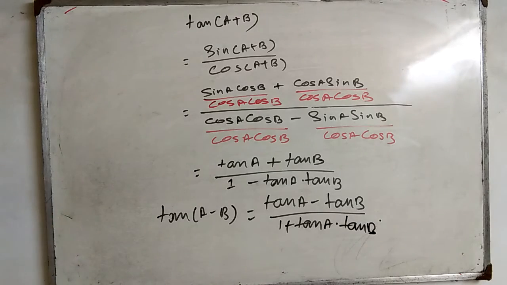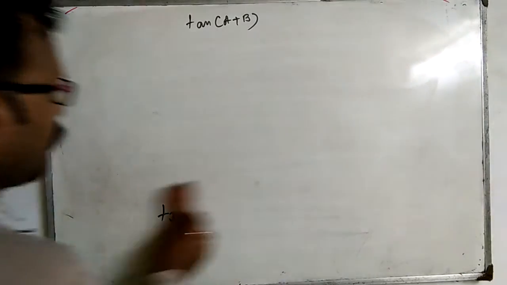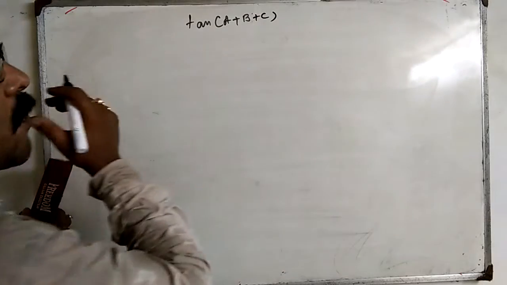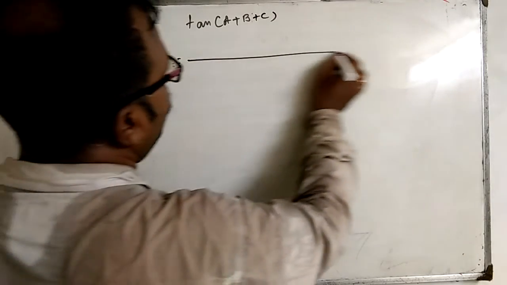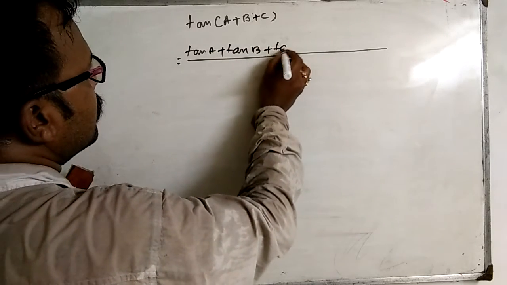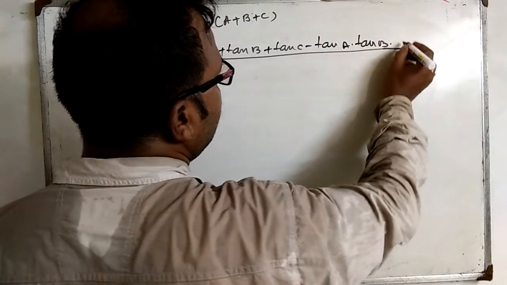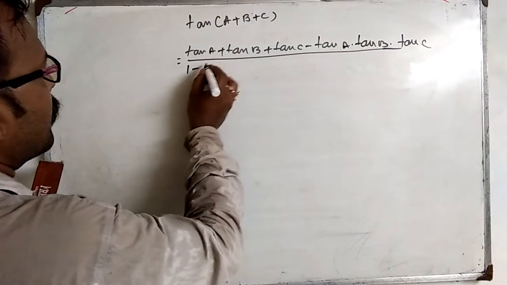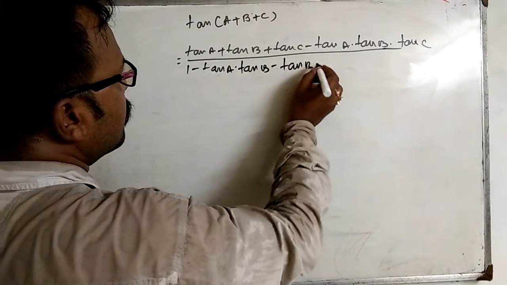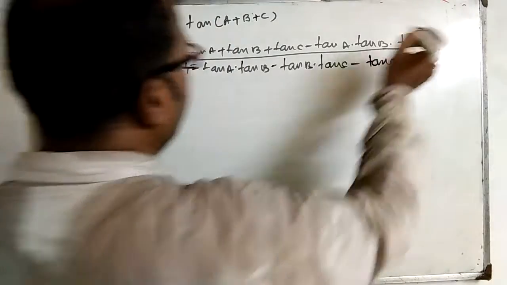We can prove similarly tan of A plus B plus C equals tan A plus tan B plus tan C minus tan A into tan B into tan C, whole divided by 1 minus tan A into tan B minus tan B into tan C minus tan C into tan A.